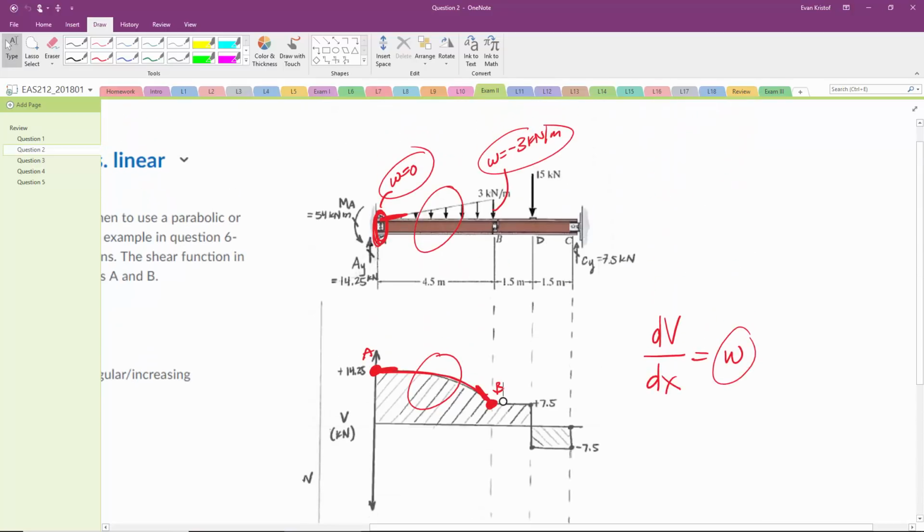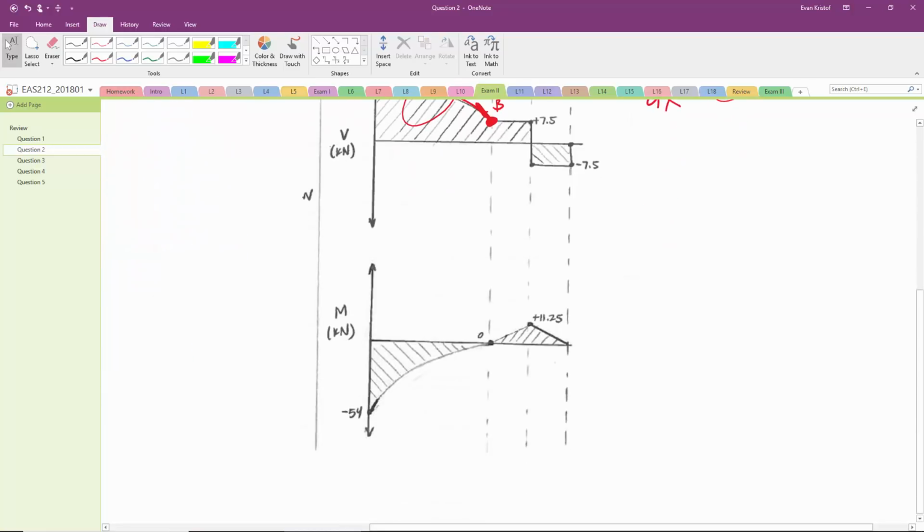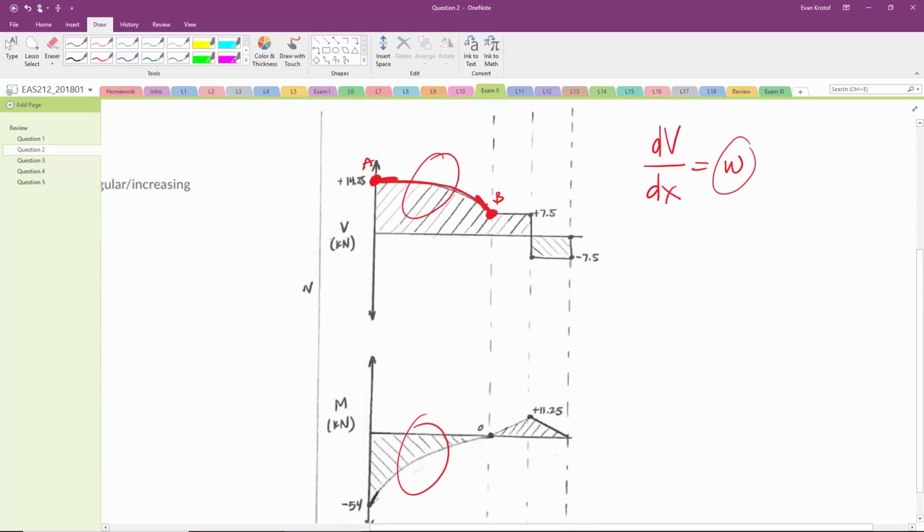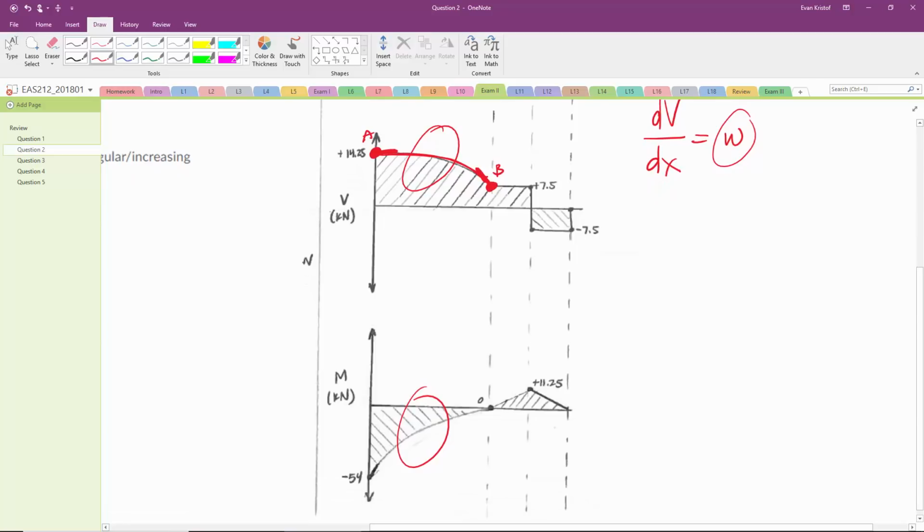So another way to think about it is linear in shear means parabolic in moment. Linear in loading, which is what we have up top with the triangular load, means parabolic in shear, means cubic in moment. And then figuring out concave up or concave down is a matter of looking at the value of the diagram above at that same point. That'll give you the slope.